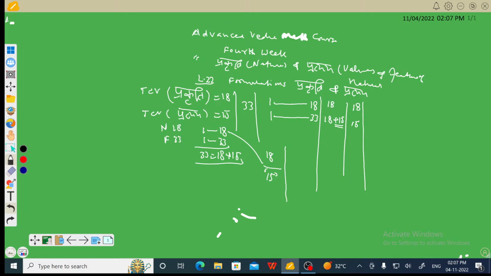Let us update our TCB dictionary as that formulation prakriti is of TC value 18, formulation pratyay is of TC value 15, and the value 15 is the value of 15 as factors in addition to the numbers range 18 itself.